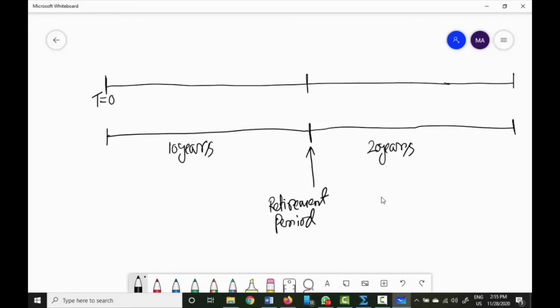This is your retirement period. So after your retirement period, at the end of every 6 months, you want to get 60,000 taka. That's the first installment, and this is the second installment. Like that, in 20 years, after every 6 months, you want to get 60,000 taka.